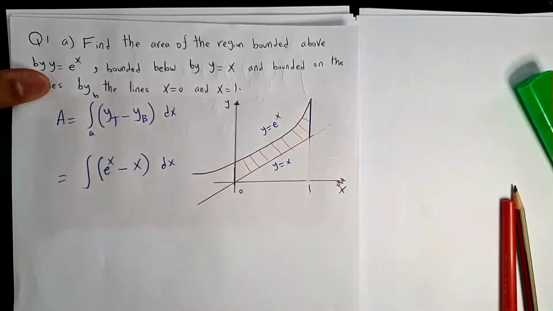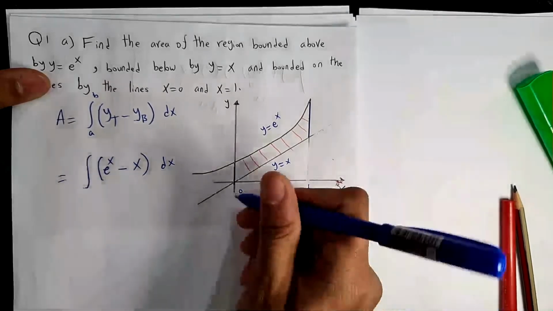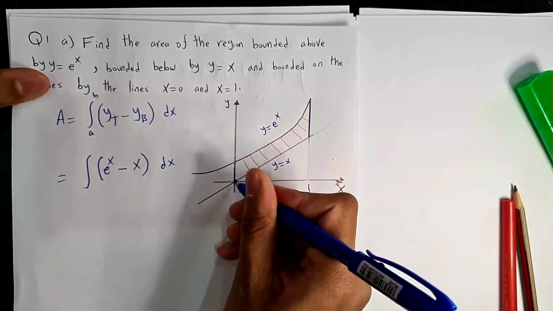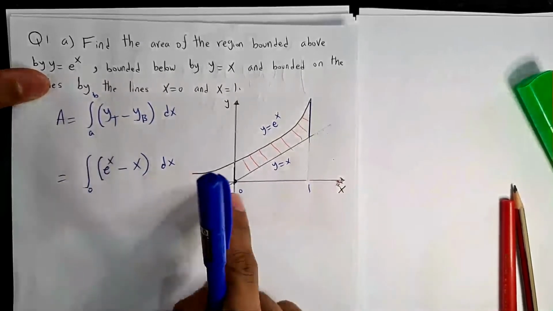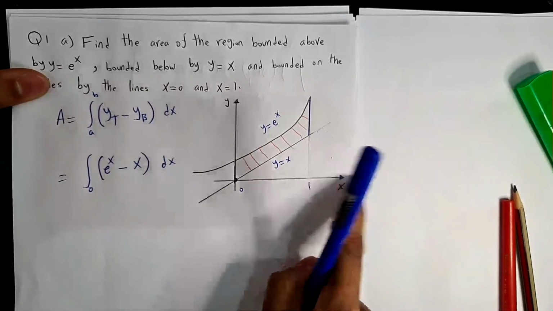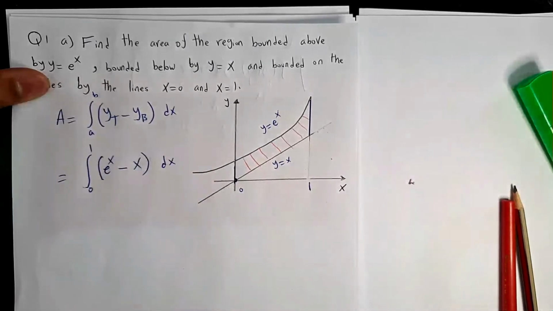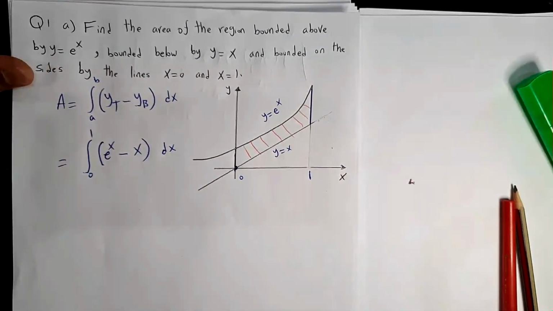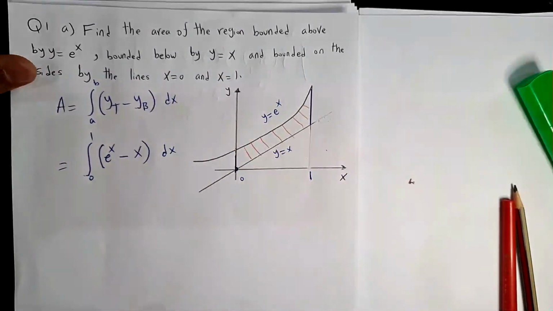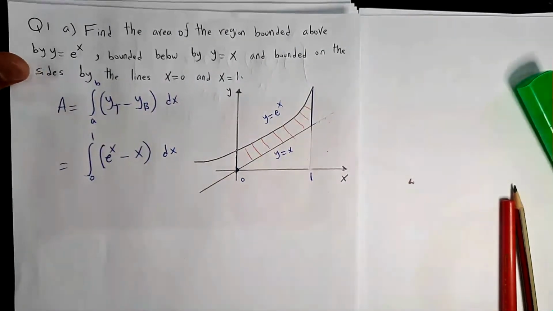I need to evaluate from where to where? Look at the region. This is very important. What is the smallest x in the region, on the x-axis? 0. What is the largest x on the x-axis for the region? It is 1. So integrate from 0 to 1. Is it clear? This is very important. Don't say it is 0, 1 from the question. Usually the question will trick you.